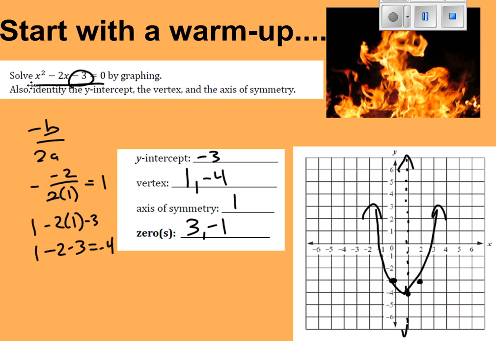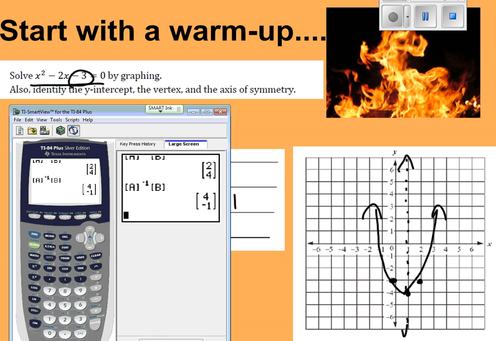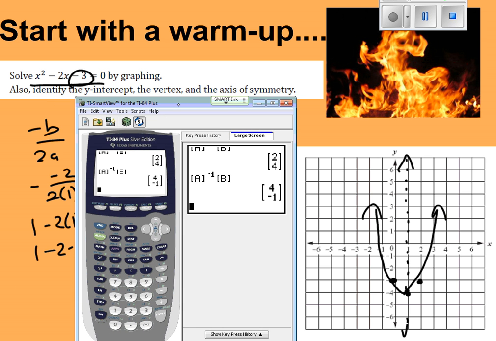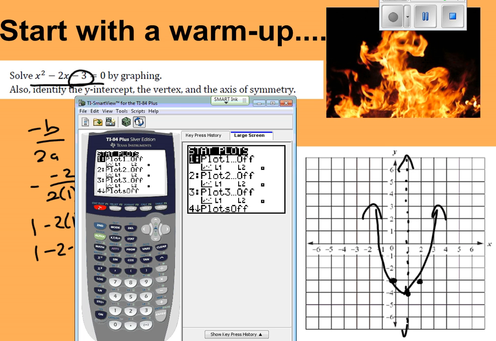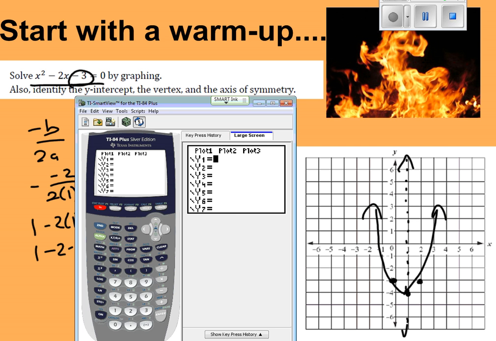Okay, now what if I'm not sure? Well, if I'm not sure, I can check on the calculator. So if I bring up my calculator, here's what I can do, and here's kind of what's slick. So clear this out, go to y equals, actually first off, make sure stat plot isn't on. It's off, good. Go to y equals, put exactly your function in. So I'll have x squared minus 2x minus 3, graph it.